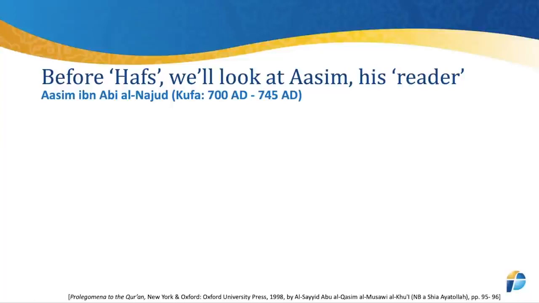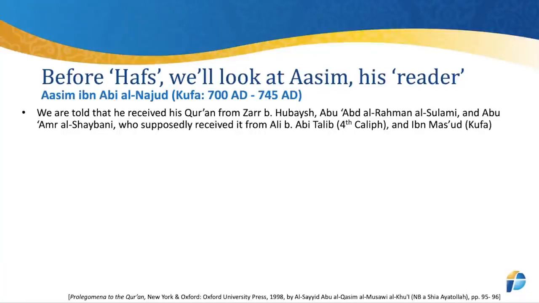And his name was Asim. It was his reader. His real name is Asim ibn Abi al-Najud, and he was from Kufa. Kufa, that is just south of Baghdad, so that's Iraq. Remember that. Now, we are told that he received his Quran from Zar ibn Hubaysh, from Abu Abd al-Rahman al-Sulami, and Abu Amr al-Shaybani, who supposedly received it from Ali ibn Abi Talib, who was the fourth caliph, and also from Ibn Masud, from Kufa.